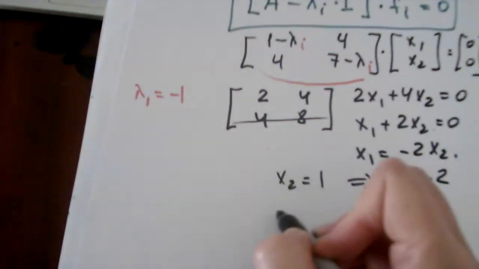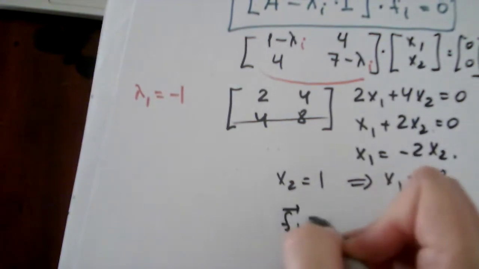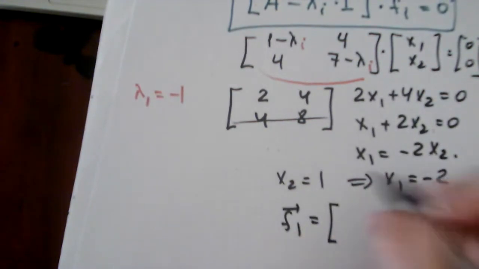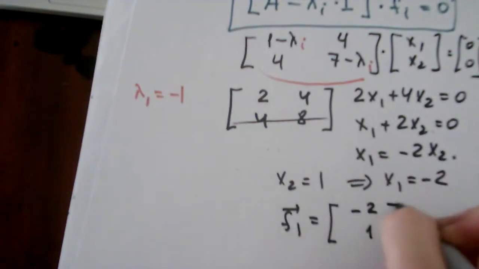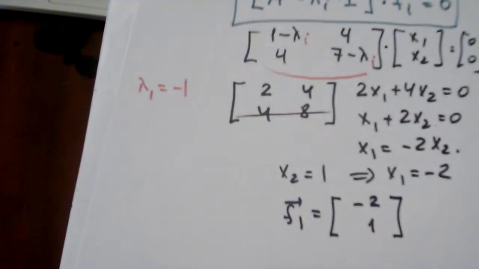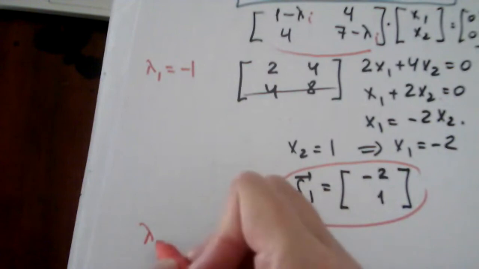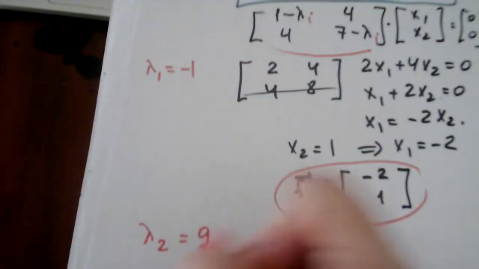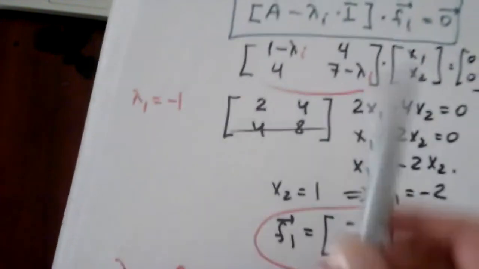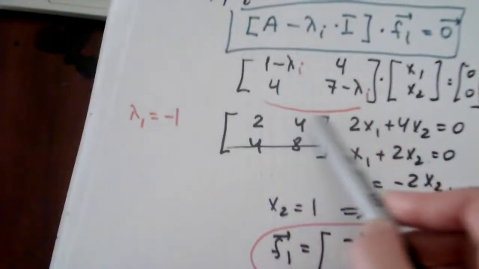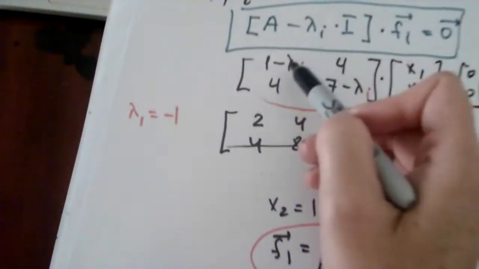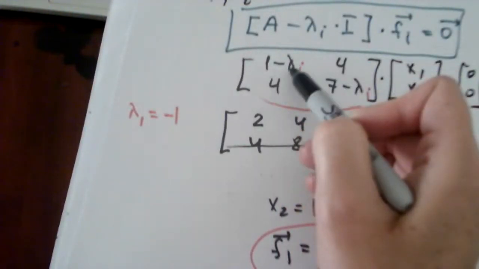This has been too many words. In other words, we already found our vector f1. So the first coordinate is minus 2, the second is 1. So this is our first eigenvector. Let's move to the second lambda. Lambda 2 was equal to 9. So this time we need to look at this matrix again and put 9 instead of lambda.